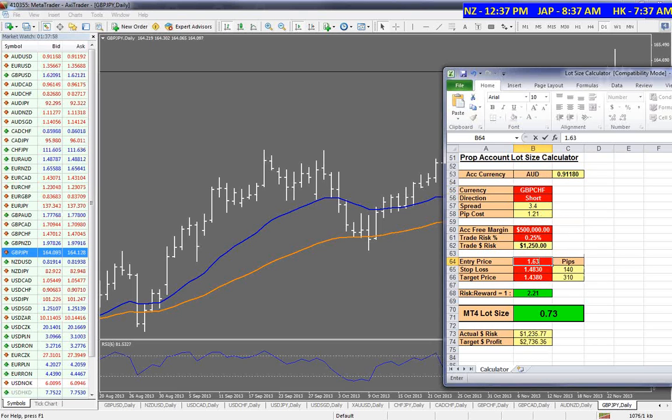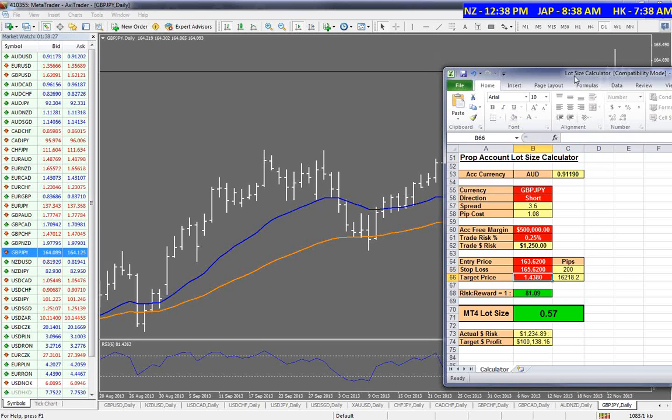1.6362. Stop. 163.62. Now we're shorting a pound yen. Pound yen. Stop loss. What did I say? That was 165.62. So we'll go 165.62. Make it nice and neat, 200 pips.